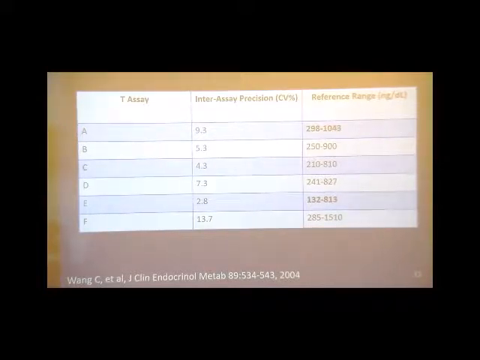The second thing is that because the assays vary in terms of the values they get, they also vary in terms of the reference range or the normal range that you get when you order a test and you see the normal range and you say, oh, it's low, it's normal. But the normal range varies considerably as well. Anywhere from a more traditional 298 to 1043 to something down to 132 to 813. So the lower limit of normal, and the way a lot of clinicians define hypogonadism, I think, can vary considerably depending on the assay that you use.